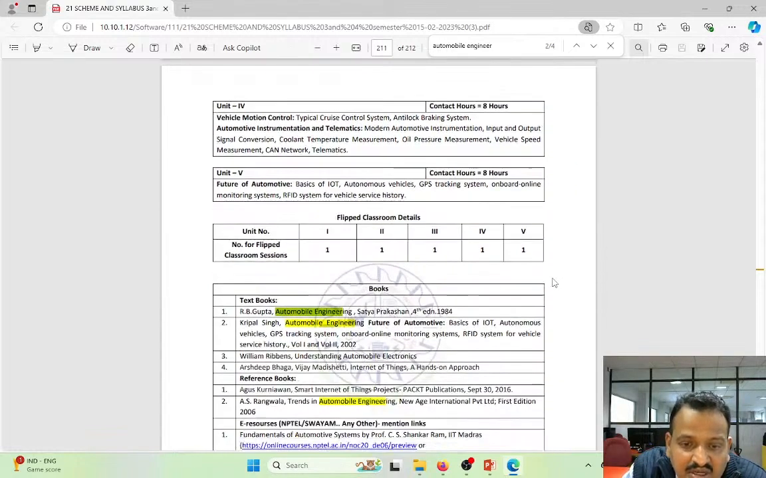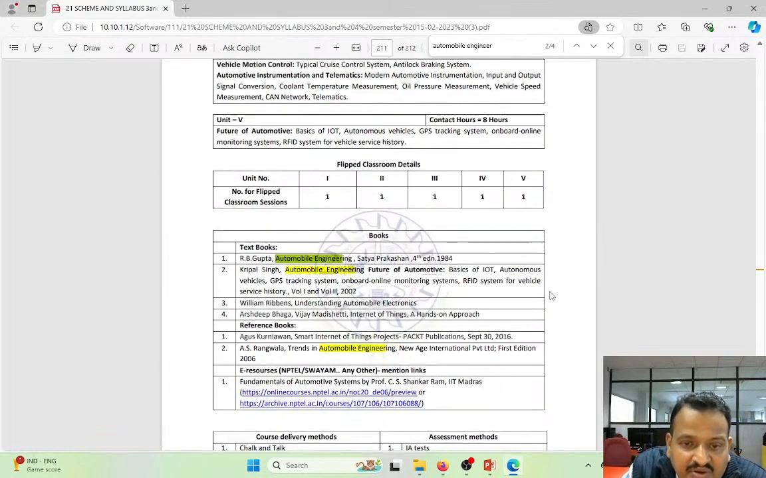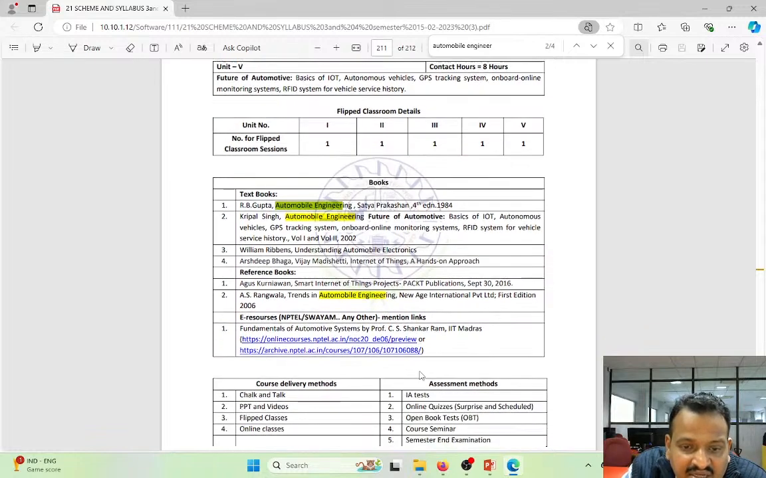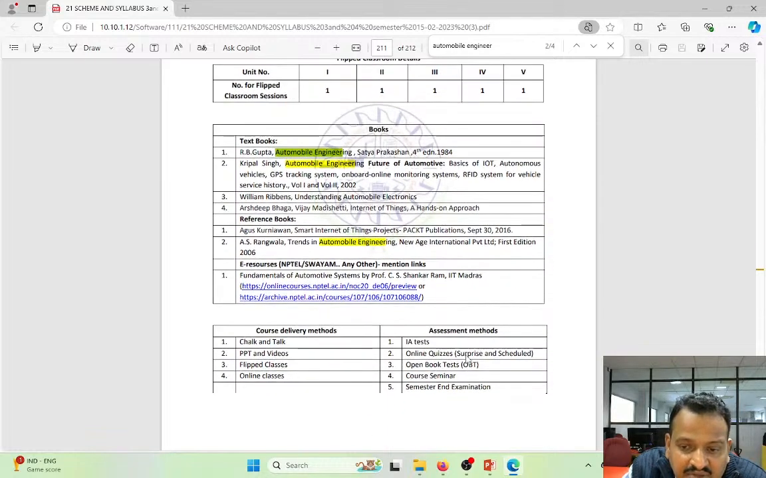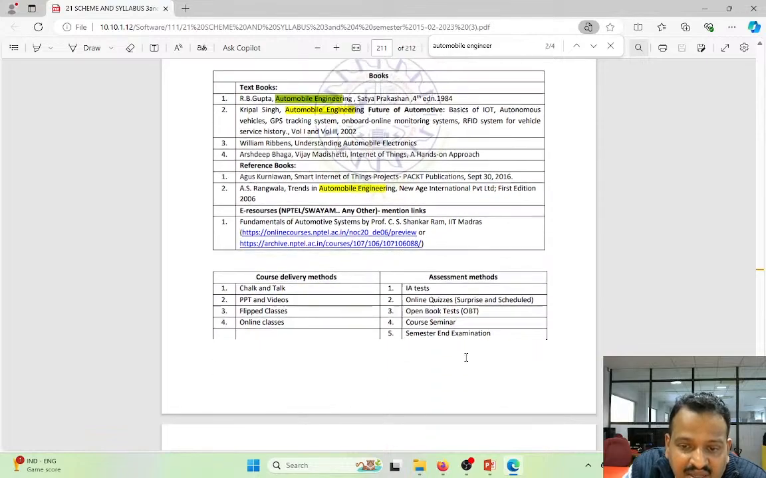Then textbooks, we have a number of textbooks: R.B. Gupta Automobile Engineering, Kirpal Singh Automobile Engineering, then William Ribbons Understanding Automotive Electronics. Then reference books, we have Rangwala, that is Trends in Automobile Engineering. Then we have the e-sources, these are readily available, we can download all the videos anytime.